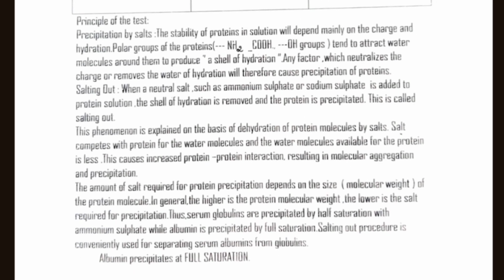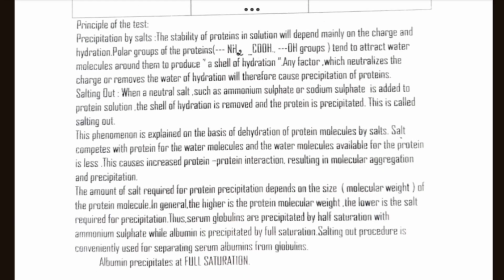The stability of protein in solution depends mainly on the charge and hydration. Polar groups of the protein, which are NH2, COOH, OH groups, tend to attract water molecules around them, and this makes a shell of hydration. Any factor which removes this water of hydration or neutralizes the charge will cause precipitation of protein.